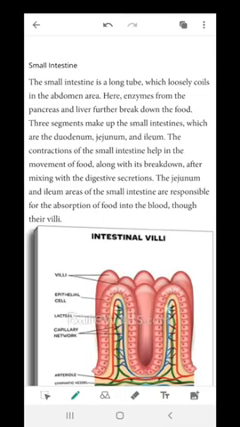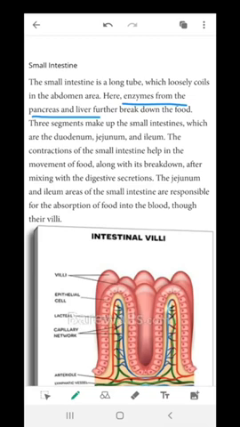Next, coming to the small intestine, it is a long tube which loosely coils in the abdomen area. Here enzymes from the pancreas, clearly note down students, enzymes from the pancreas and liver further break down the food. Three segments make up the small intestine. These are duodenum, jejunum and ileum.